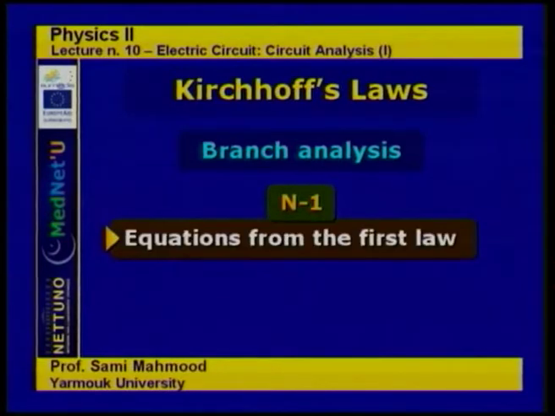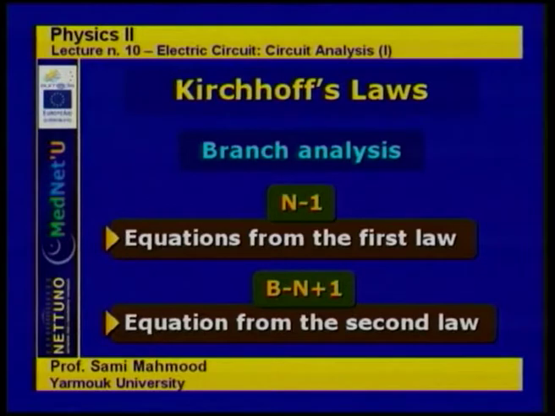And as we mentioned previously, from the n nodes, we can get n minus 1 equations by applying Kirchhoff's first law. And we can have B minus n plus 1 equations from applying Kirchhoff's second law. So the total number of equations is B minus n plus 1 plus n minus 1, and that gives B equations relevant to the solution of the B unknown currents flowing in the B branches.